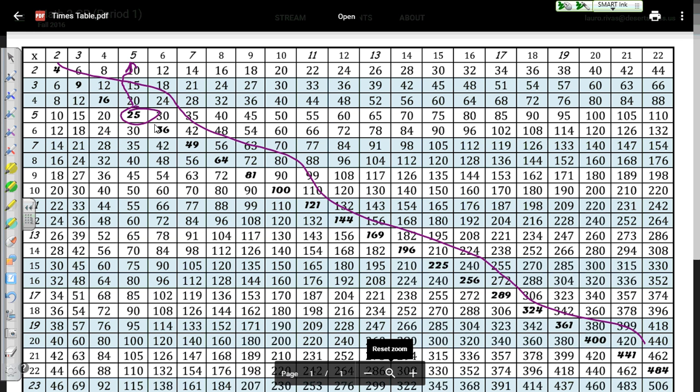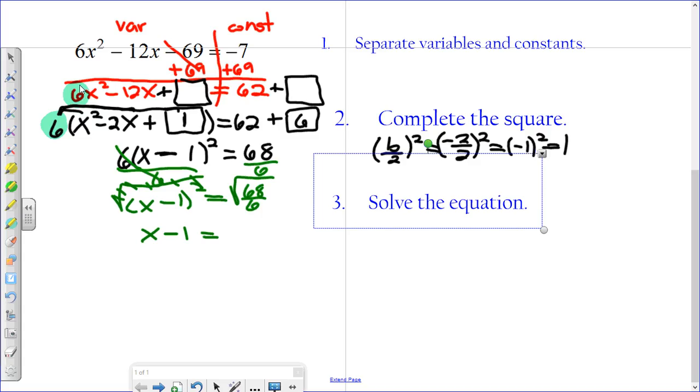Do you see 68 anywhere in here? 68 would be right here. No, I don't see it. Do you see 6 anywhere in here? It would have to be here, but there's no 60 or 6. Okay, so that means I don't know the square root, so I'm going to leave it as plus or minus square root of 68. I cannot simplify that. Even if I had a calculator, I cannot simplify that. So the answer would be the square root of 68 divided by 6.